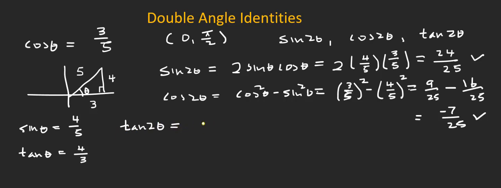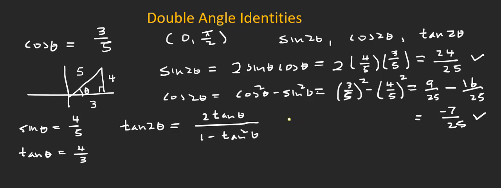Tangent of 2 theta, well, you know that you have an equation for tangent of 2 theta: 2 tangent theta over 1 minus tangent squared theta. And you could plug in tangent theta as 4 over 3. You could do that too. But you know how I like to avoid using formulas?